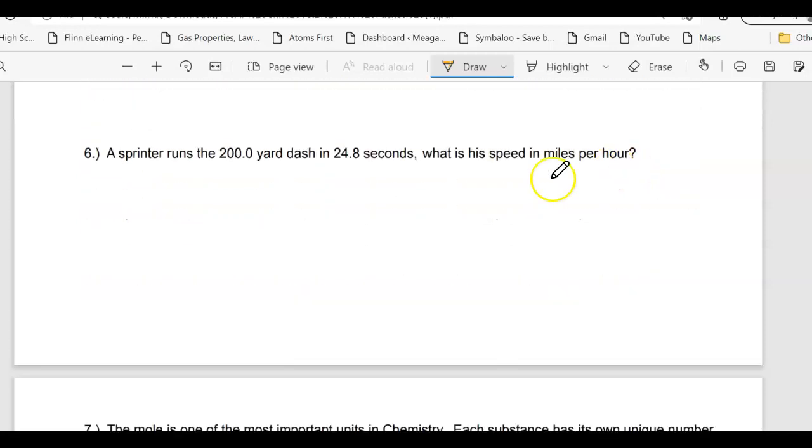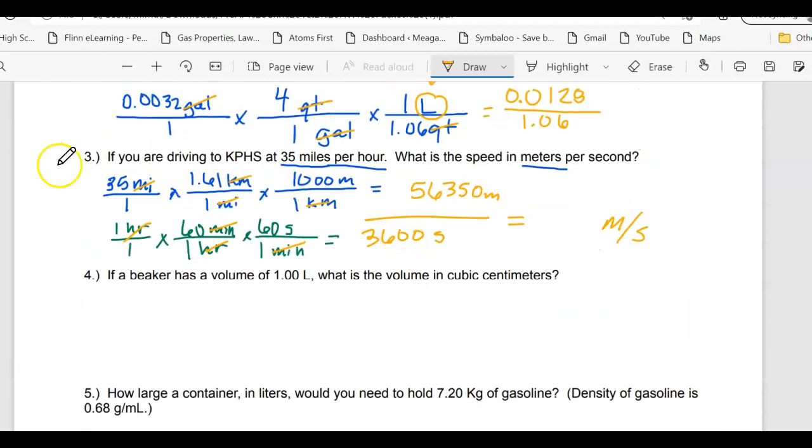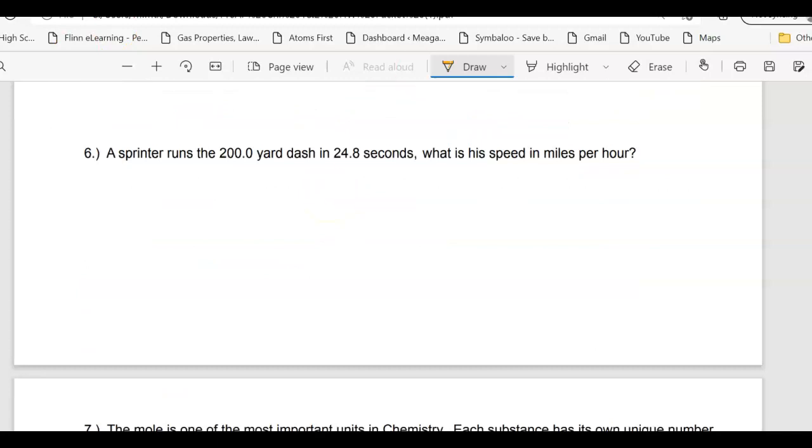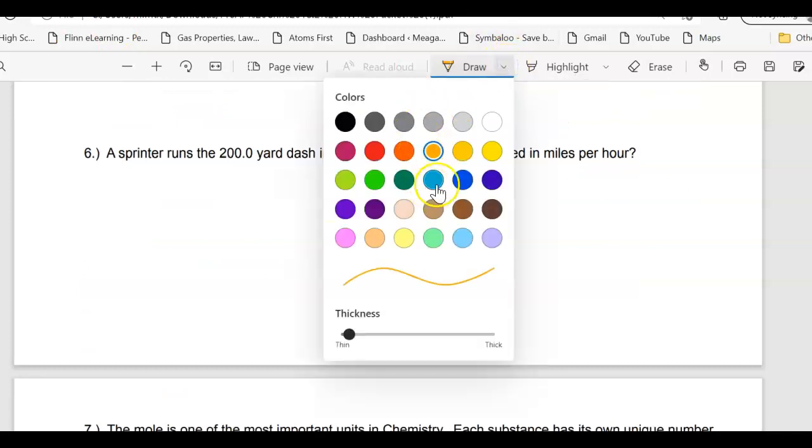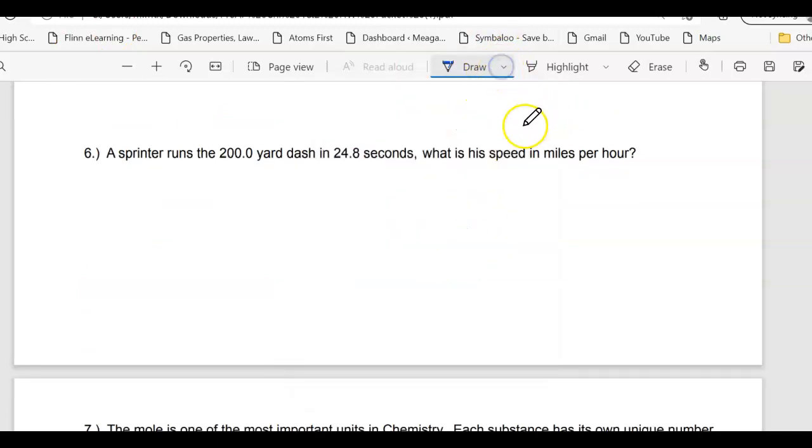That is very similar to how you would do number 6. So number 6, you would have 200 yards and you have 24.8 seconds. What I would do is I would pick one of these ways that we talked about up here, and that's how I would do number 6. On number 6, your starting point, if you want just to help maybe get started, you would have 200 yards over 24.8 seconds.